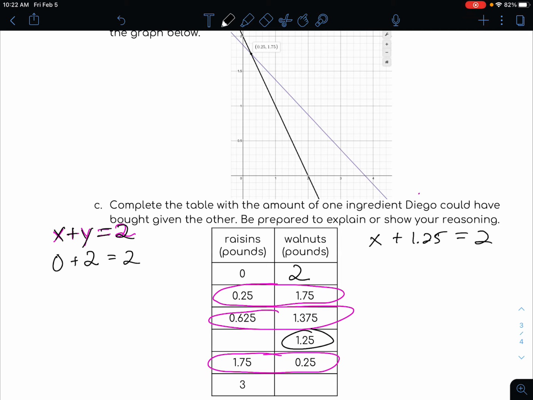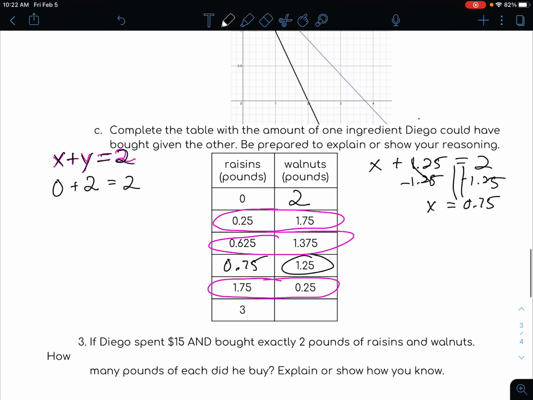I mean, if you want to just solve it algebraically, do a little solving here, yeah, we would subtract 1.25 from both sides of the equation, and x is equal then to 0.75. But in this case, you could probably do a lot of these in your head.